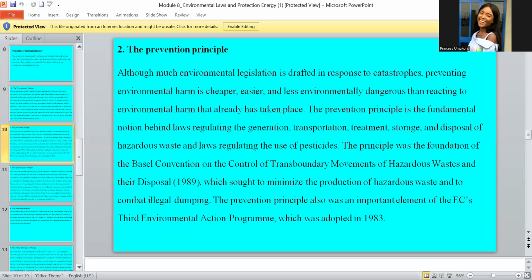Although much environmental legislation is drafted in response to catastrophes, preventing environmental harm is cheaper, easier, and less environmentally dangerous than reacting to environmental harm that already has taken place. The prevention principle is the fundamental notion behind laws regulating the generation, transportation, treatment, storage, and disposal of hazardous waste, and laws regulating the use of pesticides.